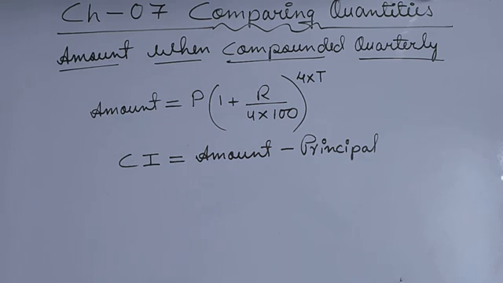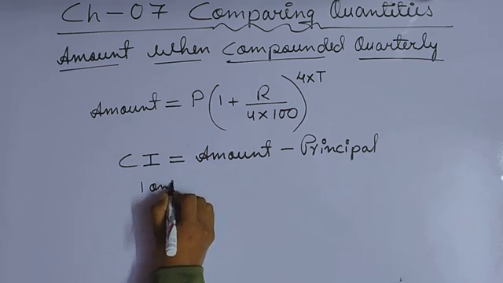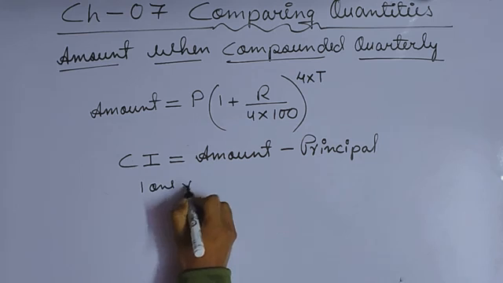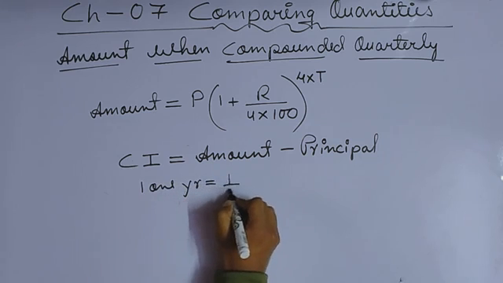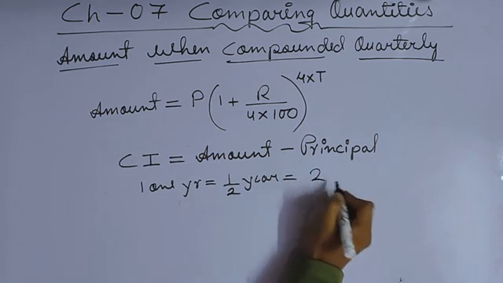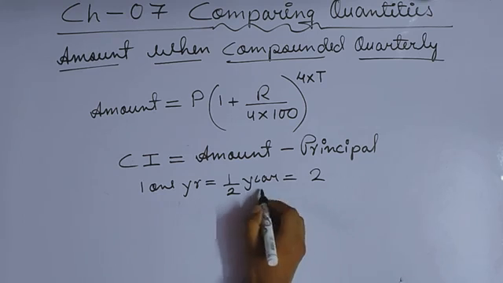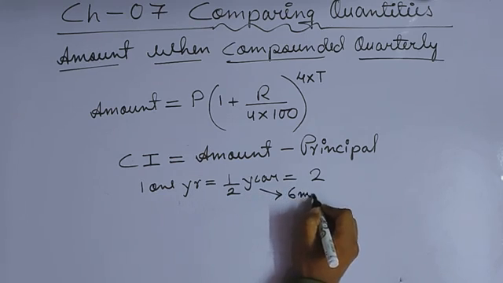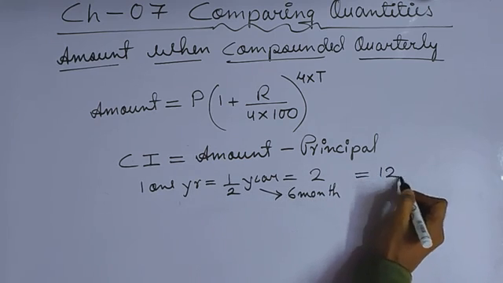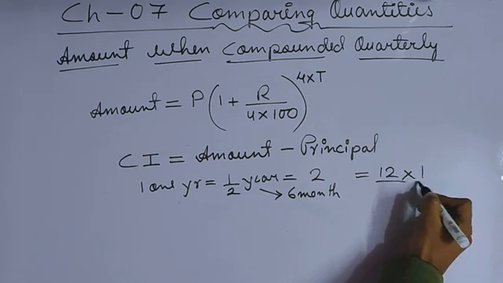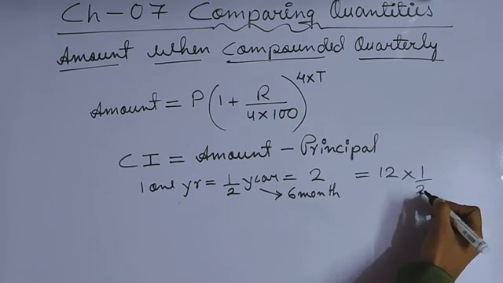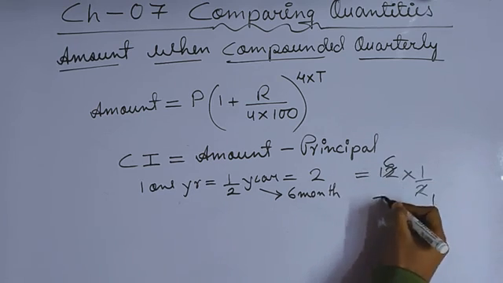Since we know that in 1 year, how many half years are there? Half year means 1/2, so 2 half years are there. And 1/2 year is how many months? It is 6 months, because if you multiply 12 months by half, 2 ones are 2, then we are getting 6 months.